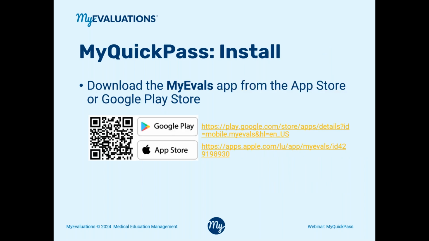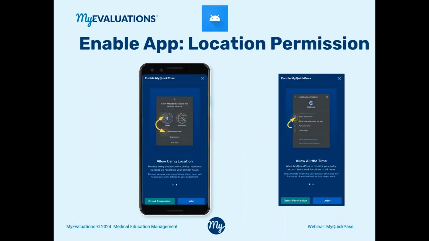So in order to utilize the MyQuickPass, your trainees need to download the MyEvals app that's available from the App Store, both for Google and for Apple. So what I'm going to do is first take you through the process to see what the installation looks like, get an experience of what the actual MyQuickPass application looks like, and how it works within the MyEvals application. And then we're going to look at the administrative process of what you need to do to get things set up. So our first step here is, let's go through that installation process.